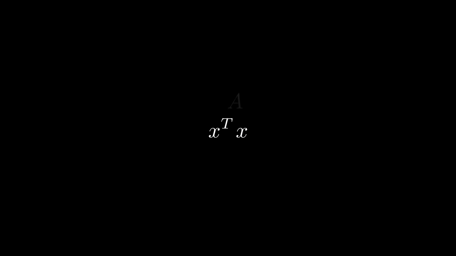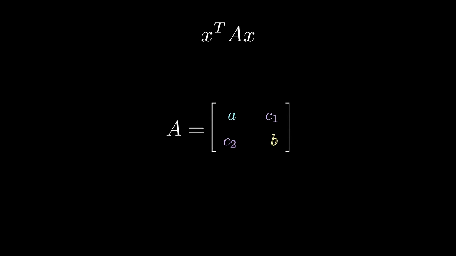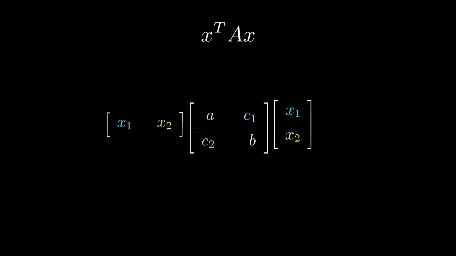For now, I'll call that matrix A, and the product we get looks like this: x transpose times A times x. Okay, what is this matrix A doing? For reasons that will become clear in a moment, I'm going to give the entries in A names that look like this. I'm calling the diagonal elements A and B, and I'm calling the off-diagonal elements C1 and C2. Okay, so the full product of our 2D quadratic form with all of the entries looks like this.